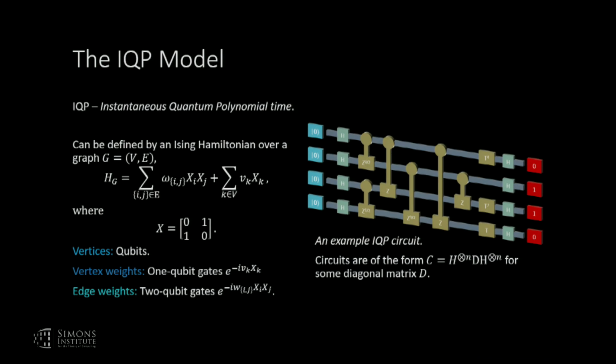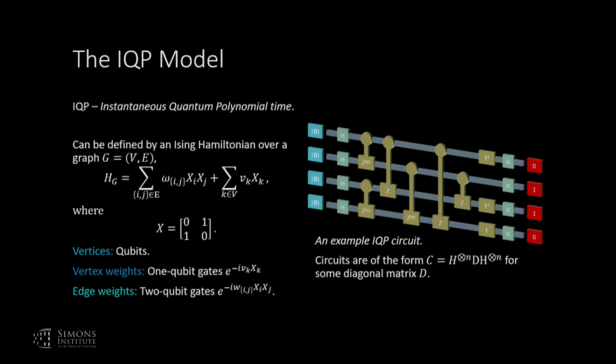Okay. Now back to some quantum. There's a quantum model called IQP circuits, which stands for instantaneous quantum polynomial time. The instantaneous comes from these gates all being diagonal, so you could say I can do these all at the same time. That's not strictly true, but that's why they call it instantaneous.